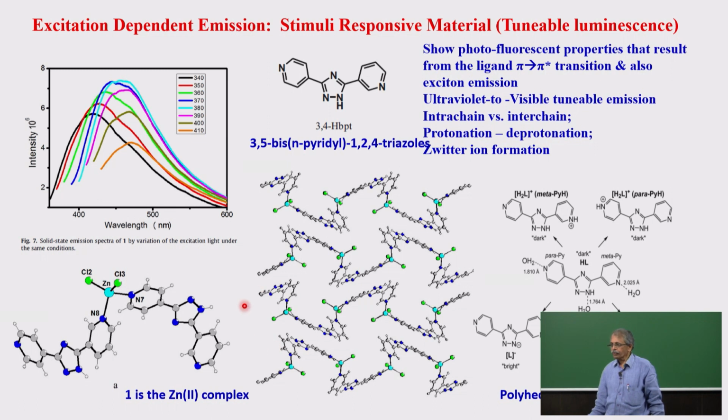And then if you look at the crystal structure of such a zinc complex, you can see the zinc is connected with two such ligands. You can see one ligand here, the other ligand here, and the two chlorides. So that is zinc 2 plus, and each ligand is neutral. Therefore, this is a neutral complex: zinc 2 plus, two ligands, and 2 chlorides, a neutral compound.